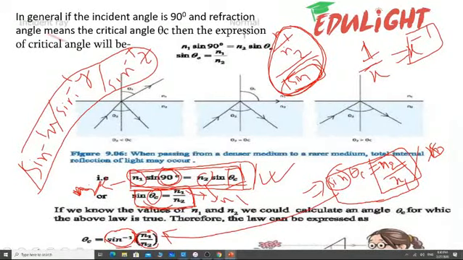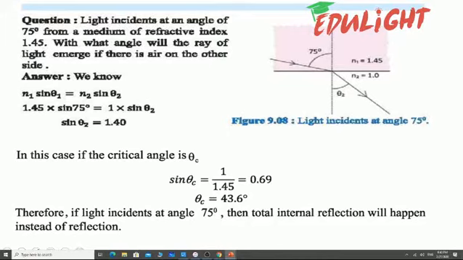This is the only thing that you have to understand well, why here we are giving theta c equals sine inverse n1 by n2, or eta 1 by eta 2. This is another simple question by which we can denote the critical angle.